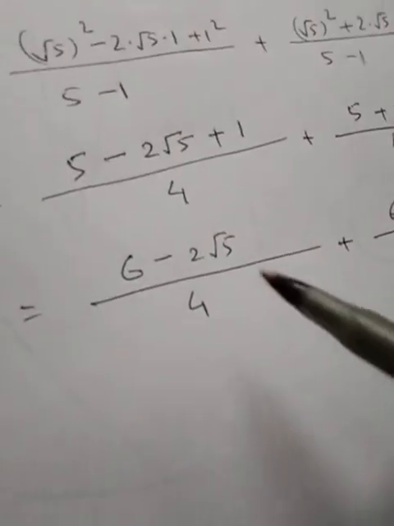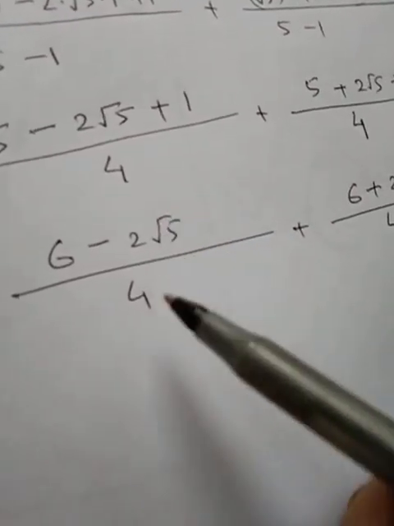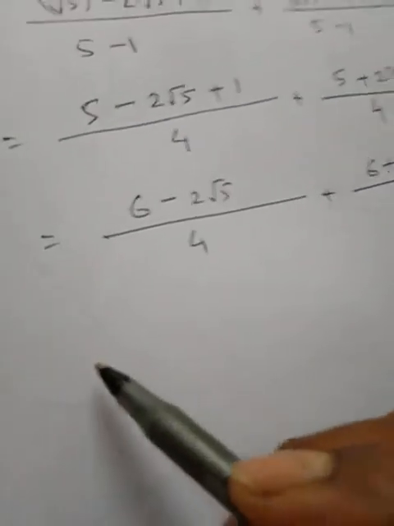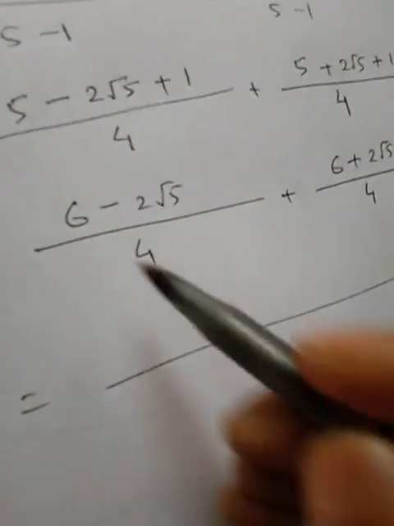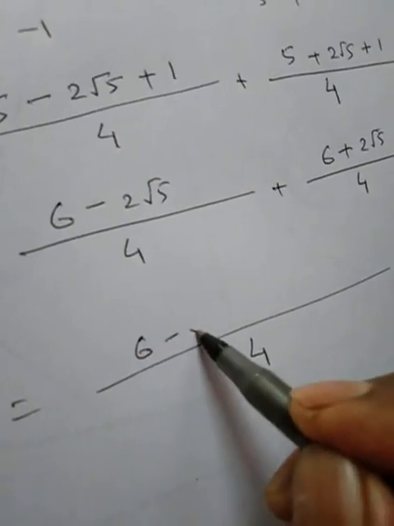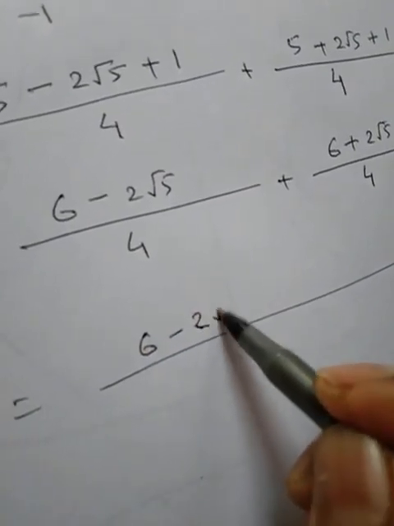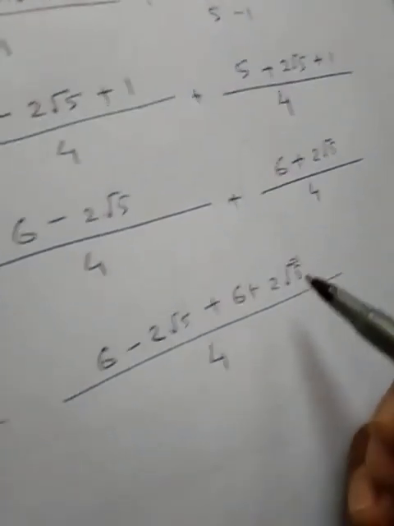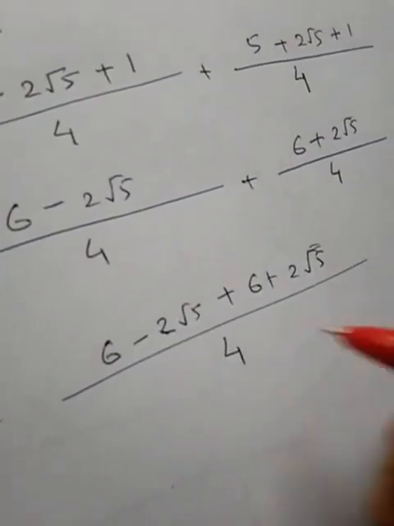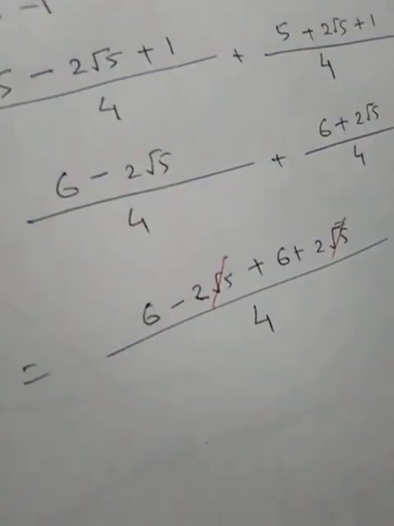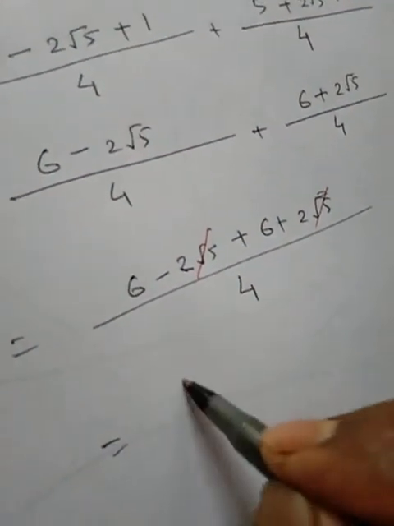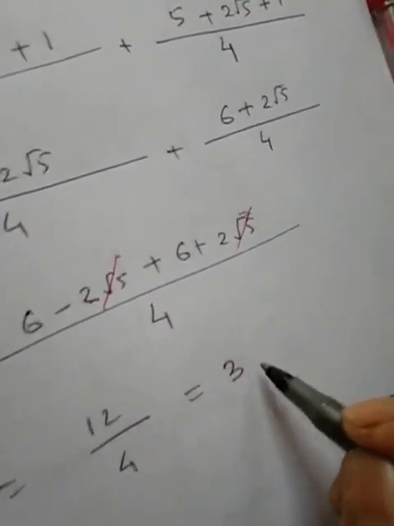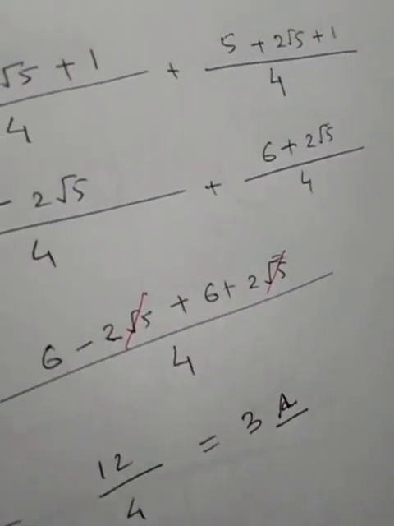Now here we can go for the fractional part. So we can take the LCM, both the denominators are the same, directly the LCM will be 4 only. So directly we can add 6 minus 2 root 5 plus 6 plus 2 root 5, so these terms are the same, we can cancel this, 6 plus 6 is 12, so 12 by 4, so the answer is 3.